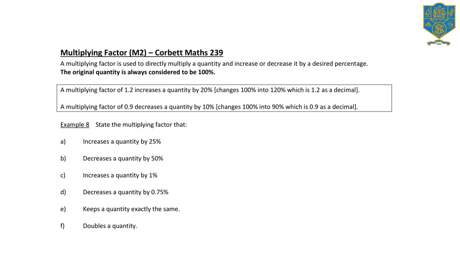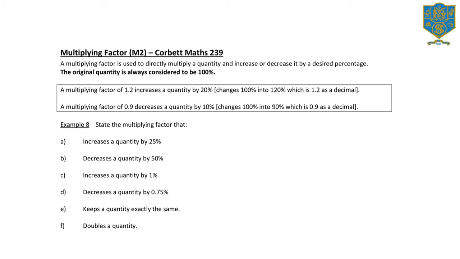In this video, we're going to look at percentages. So the first thing we want to consider are multiplying factors. And a multiplying factor is used to directly multiply a quantity to increase or decrease it by a desired percentage. The key to this is that the original quantity is always 100%.